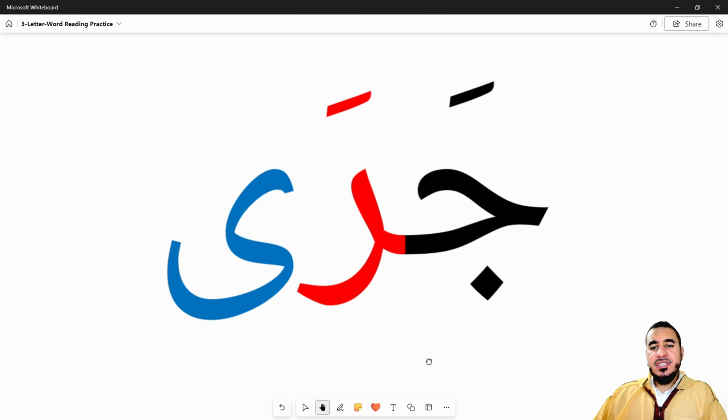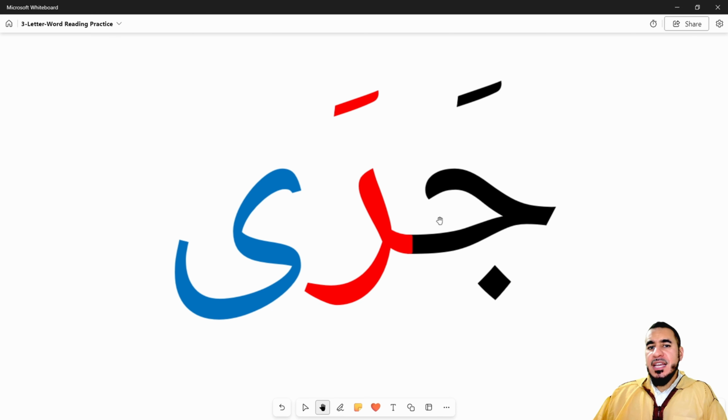Right. Another interesting word for us to look at here. This word, it starts with this shape, but this time the dot is below the letter. It's below the shape, meaning that it is the jim. It is the jim. And it has a fatha above it. Right, has a fatha above it. And then we have the ra with a fatha above it also.